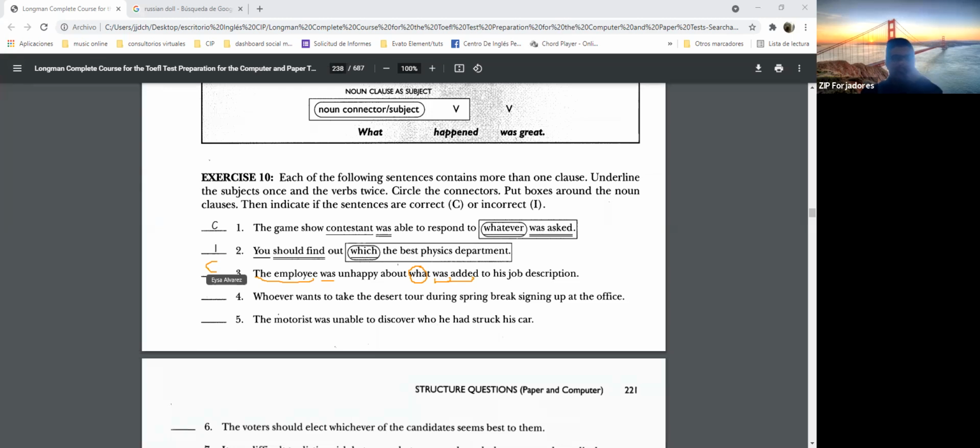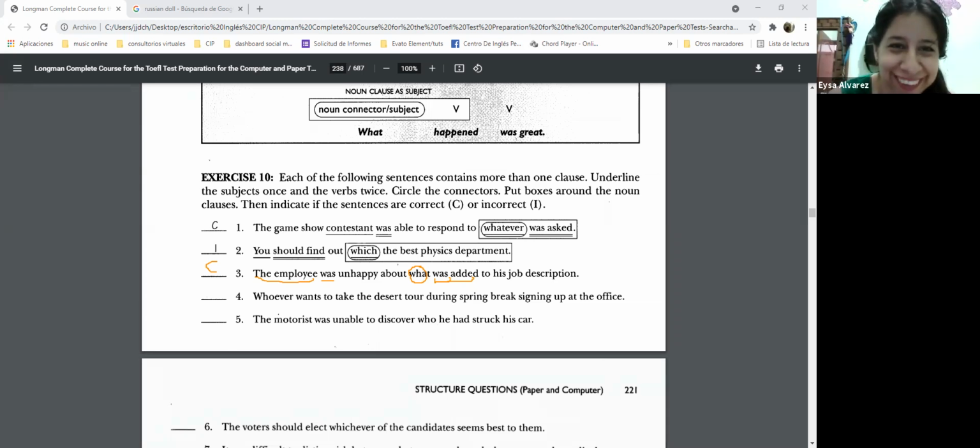Number 4. Well, just to finish this one, what is the function of this noun clause? Subject, object, or object of a preposition? That's a difficult part for me. Okay, I think it is, let me check.